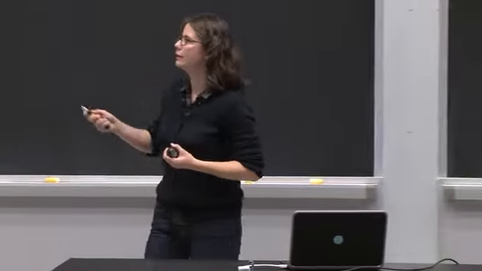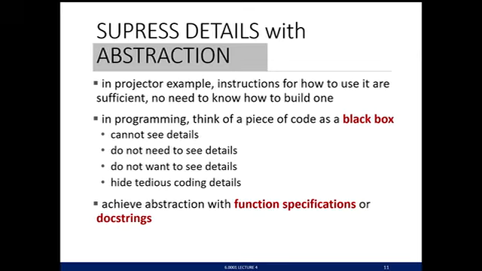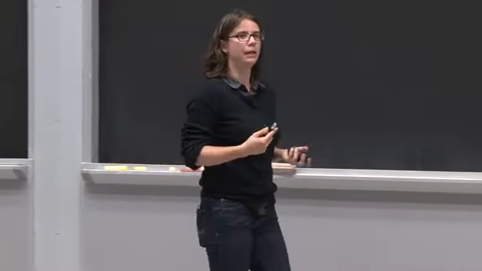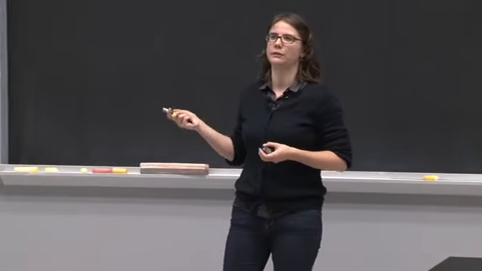Okay. So decomposition is creating structure in your code. And abstraction is the idea of suppressing details. So in the projector example, remember, abstraction was you didn't need to know exactly how the projector worked in order to use it. And it's going to be the same idea in programming. So once you write a piece of code that does a little task, you don't need to rewrite that piece of code many times. You've written it once. And you write this thing called a function specification for it, or a docstring. And this is a piece of text that tells anyone else who'd want to use it in the future, other people, maybe yourself, how to use this function.